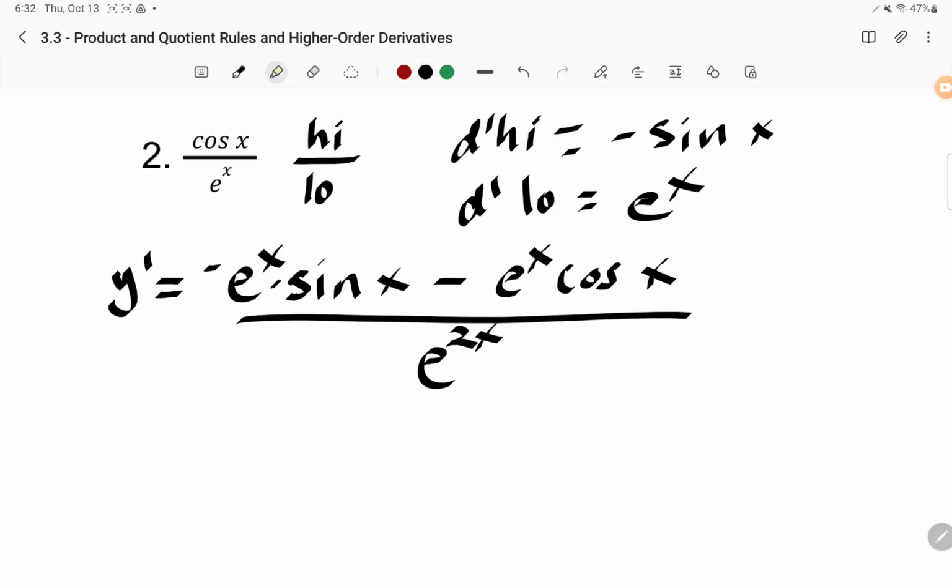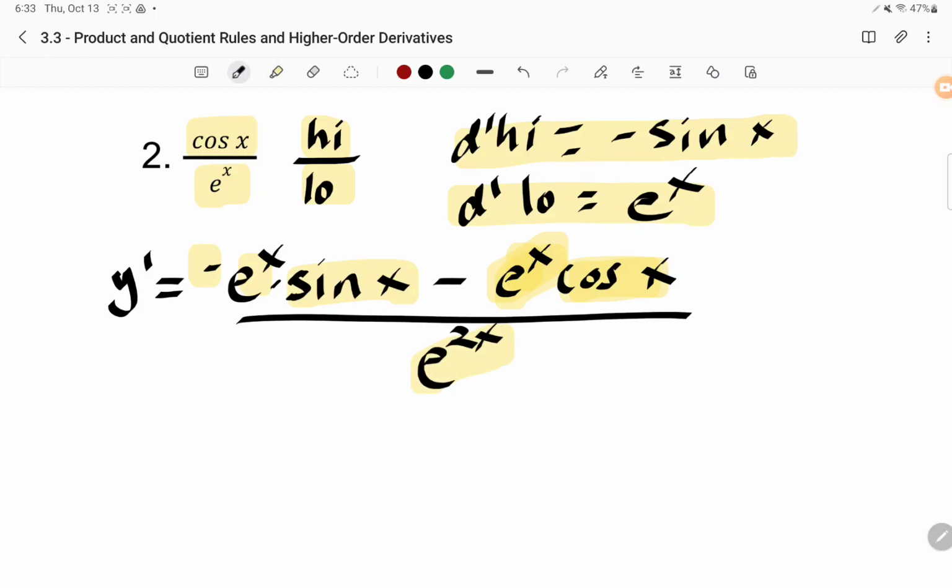So if we take a look here, you have your high and your low functions. Derivative of the high is negative sine of x. The derivative of cosine is negative sine. Derivative of low is just e to the x. So you do low d high, I have that negative out front there, minus high d low, and the d low is the e to the x here, and your high is just cosine, over low low, so e to the x squared is the same as e to the 2x.